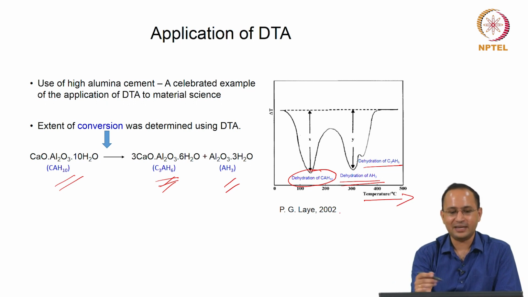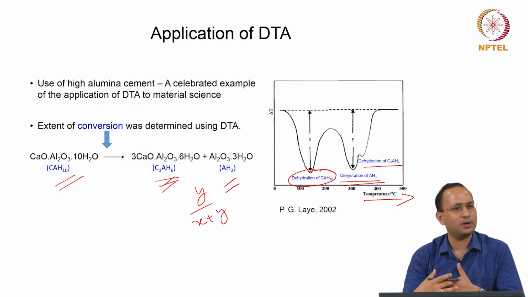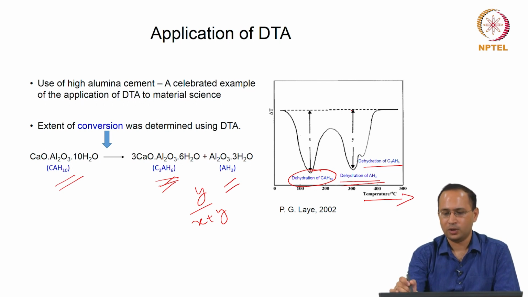Now, to get the extent of conversion, the simple thing would be to do y over x plus y. This is obviously not exact because we are looking at the peak height. Usually peak height is used when there is quite a bit of overlap between the peaks. Then it gives you some approximate reasonable value, but I just wanted to show you the way they were able to quantify the extent of conversion.